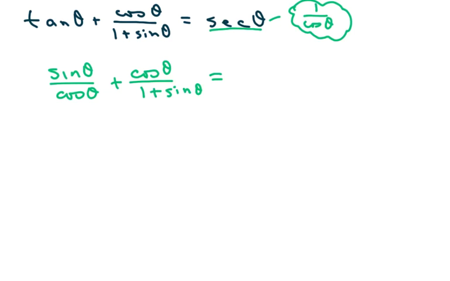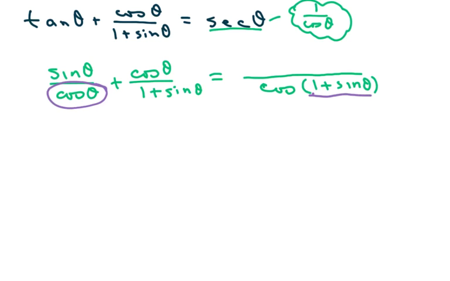Now, find your common denominator, and you get cosine times 1 plus sine of theta. And then for the numerator, you look at cosine, and what times cosine gives you your new denominator. You can ask what's missing. Basically, you're just kind of cross multiplying here. So it's going to be sine times this piece, 1 plus sine of theta. Alright? Plus cosine, and what's missing here is cosine.